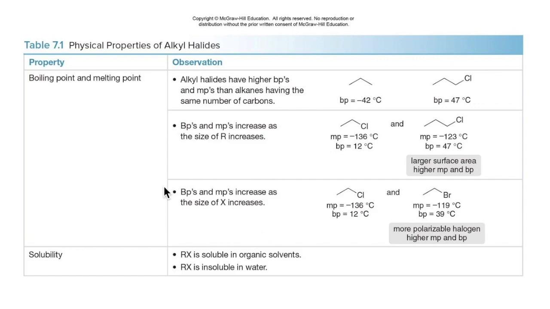And so as the size of the halogen that is attached to the alkyl group increases, we're also going to have higher boiling points and melting points.